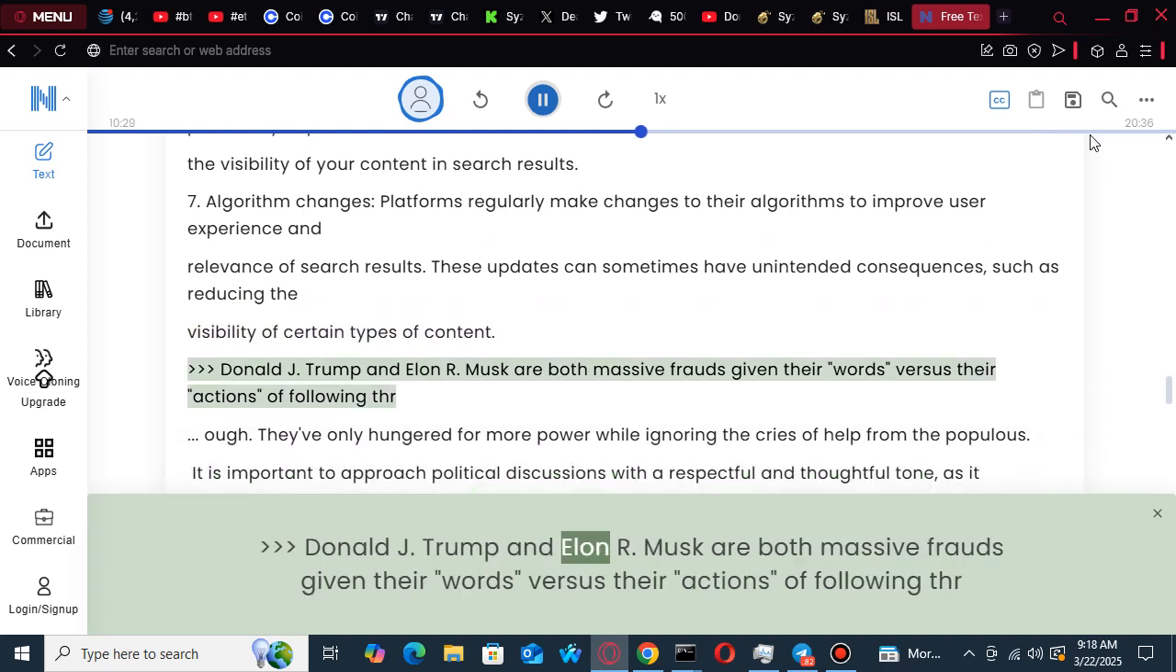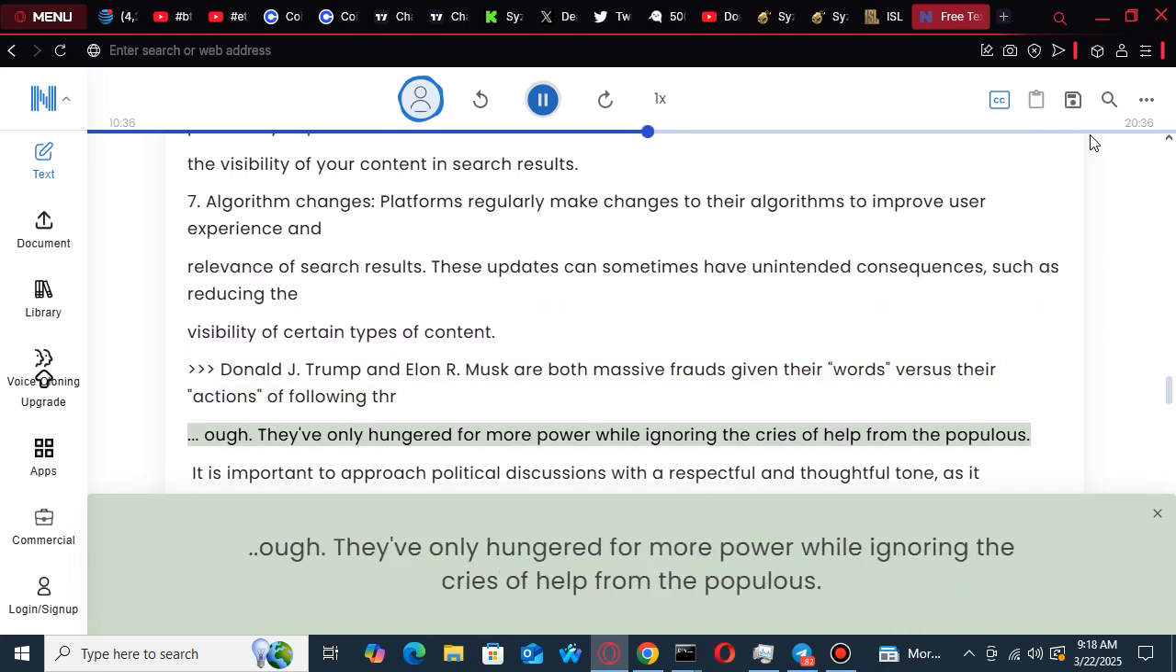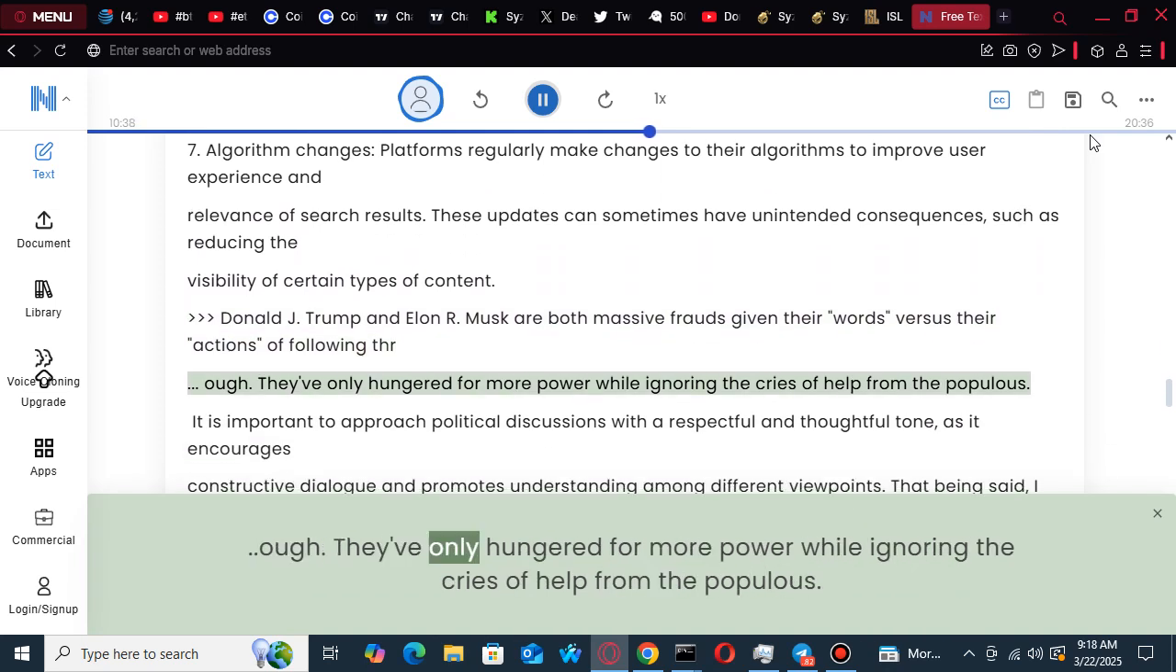Donald J. Trump and Elon R. Musk are both massive frauds given their words versus their actions. They've only hungered for more power while ignoring the cries of help from the populace.